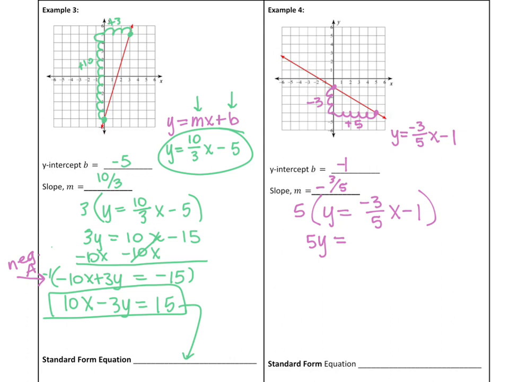5 times -3/5 is -3. You're only left with the numerator there, okay? And you can plug that into your calculator, guys, if just the fraction and the number. 5 times -3/5, and you'll get -3. And then minus 5.